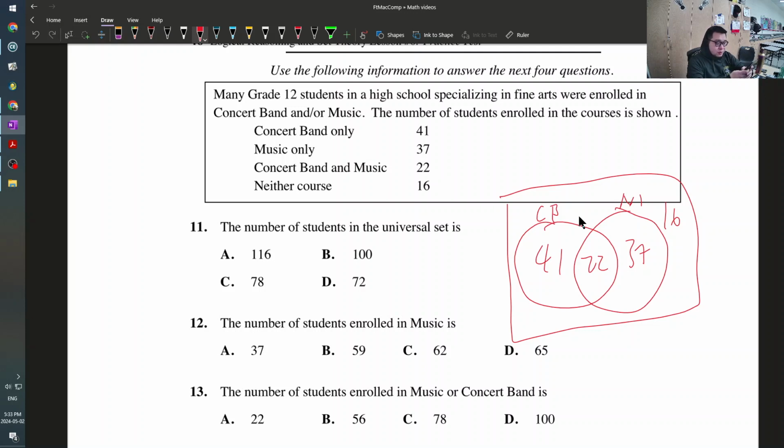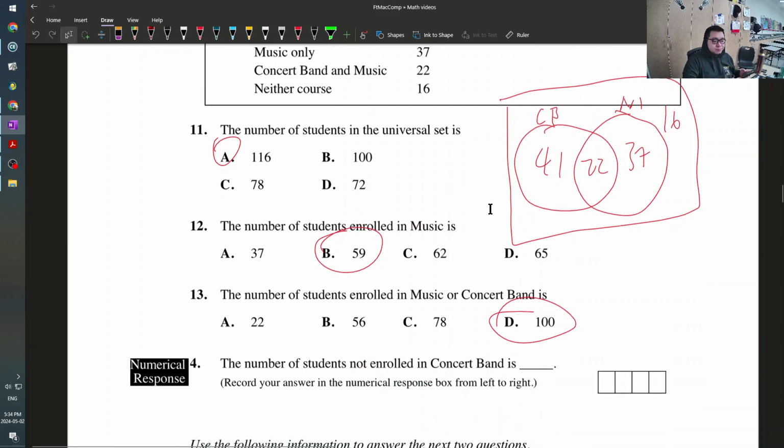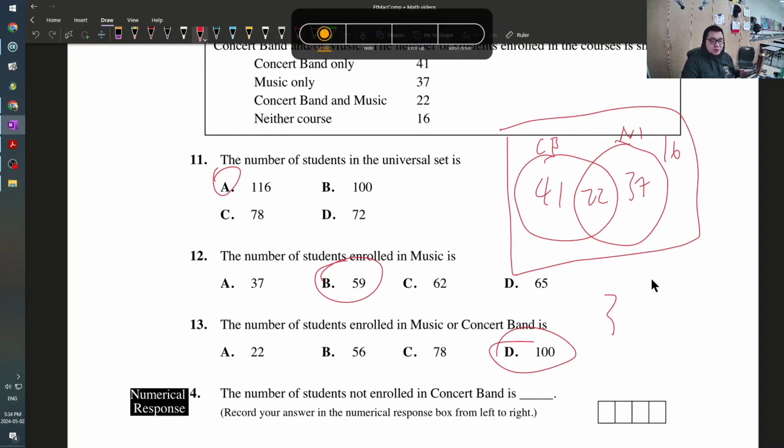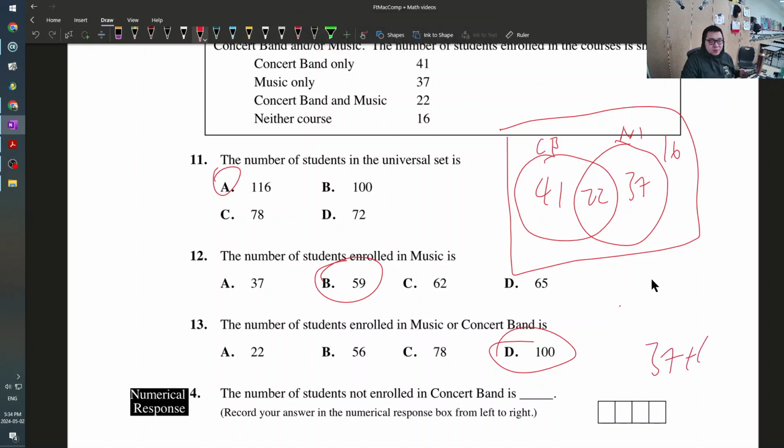41 plus 22 plus 37 plus 16, 116. 11 is A. The number of students enrolled in music is, so music, 22 plus 37, 59. The number of students enrolled in music or concert band, that is the universal set minus 16. So 116 minus 16 is 100. Or we can add 41, 22, and 37 together. Up to you. The number of students not enrolled in concert band, so that includes 37 and 16 only. So 37 plus 16 is equal to 53.